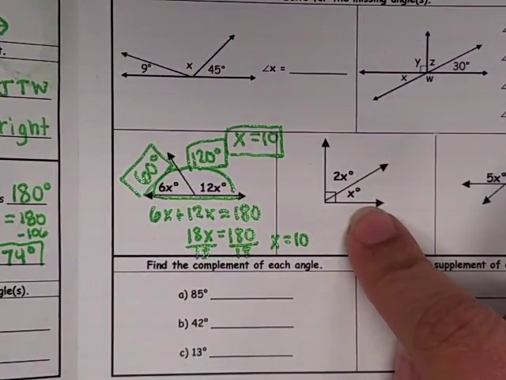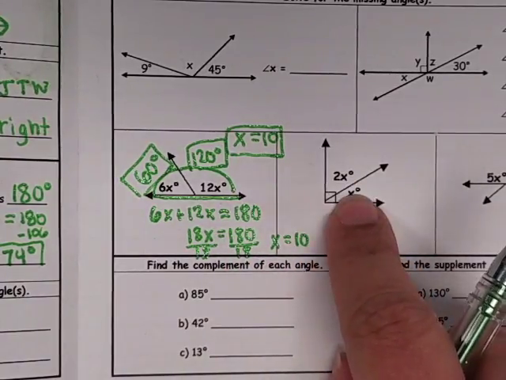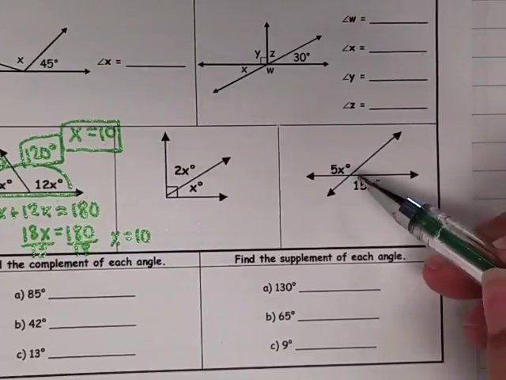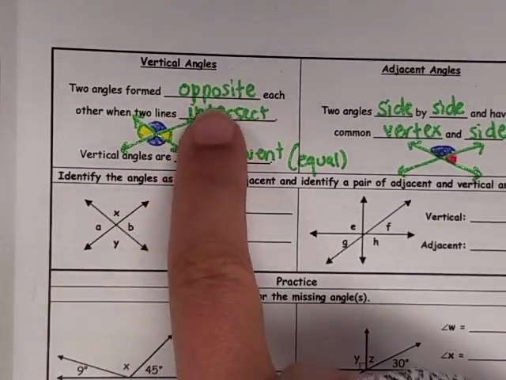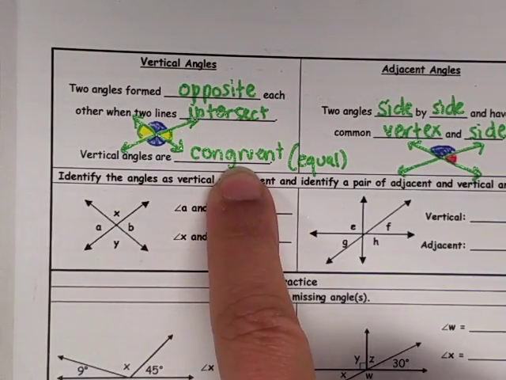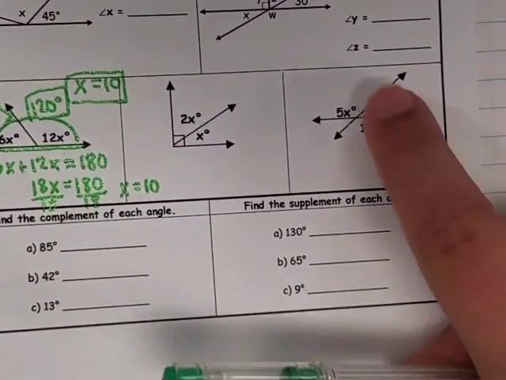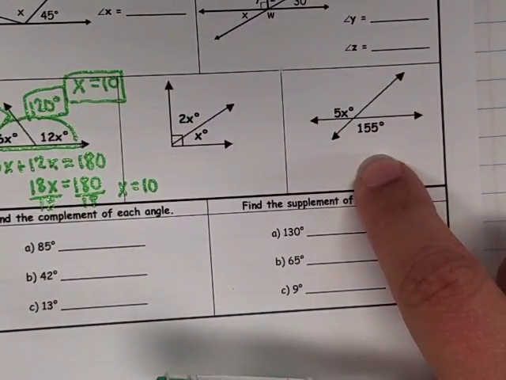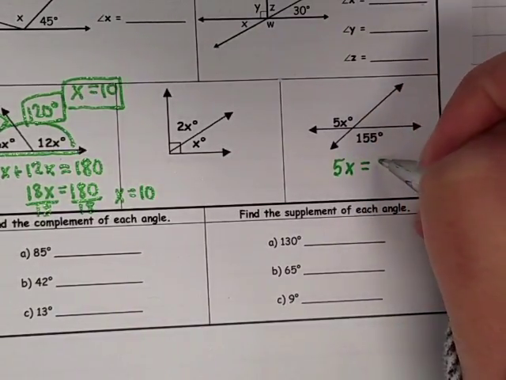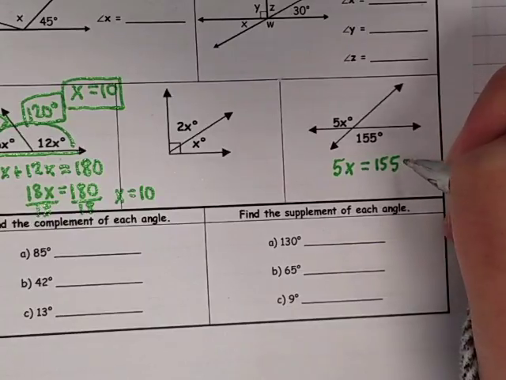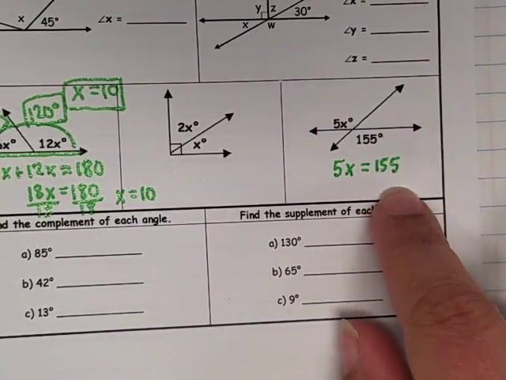Similarly over here, except instead of it being equal to 180, well, these are complementary, so you're going to add these two to equal 90. And then here, you need to look at the relationship that these are vertical, and vertical angles are congruent. So congruent means to be equal. So then you're going to set these equal to each other. So 5x equals 155 because they're the same amount. So this is equal to 155. So what would x have to be?